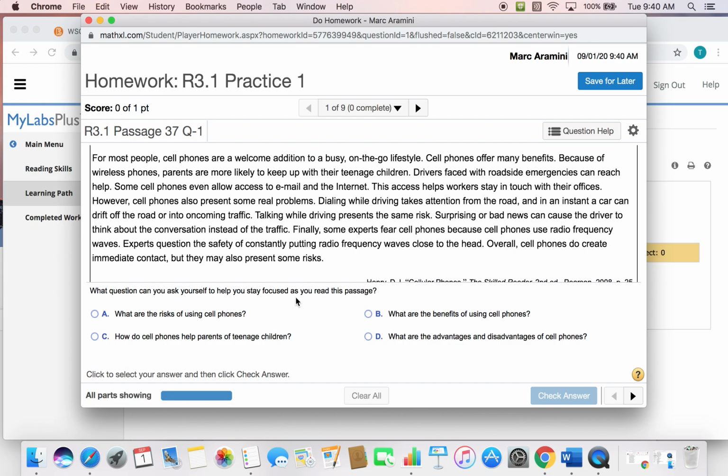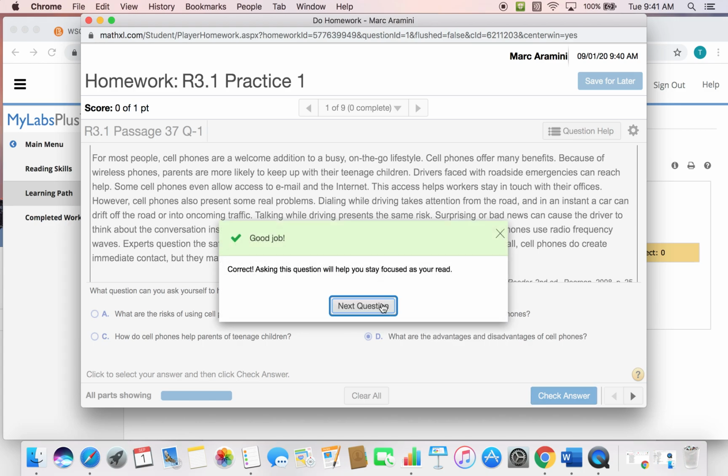So what question can we ask ourselves here? We want to ask one that seems to actually fit the topic. What are the risks of using a cell phone? That's a small part. How do they help parents? That's a small part. What are the benefits? That's half of it. What are the advantages and disadvantages? I think that's the best question to ask that encompasses everything. All right, great.